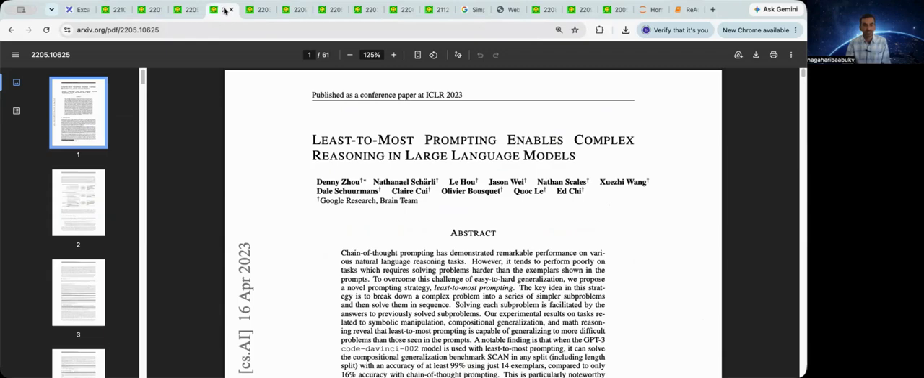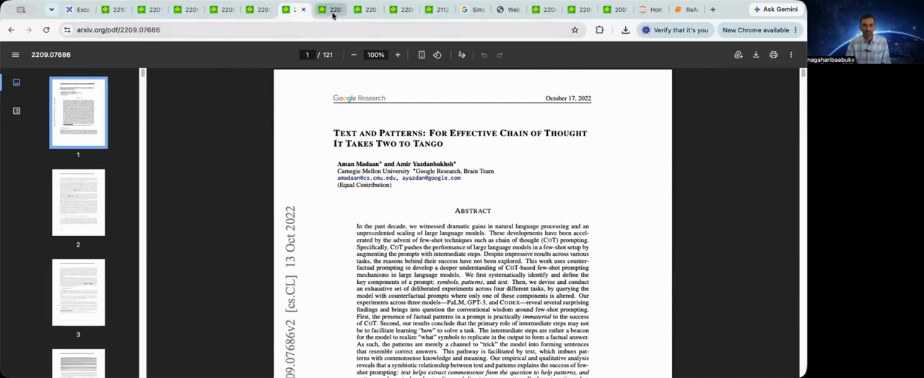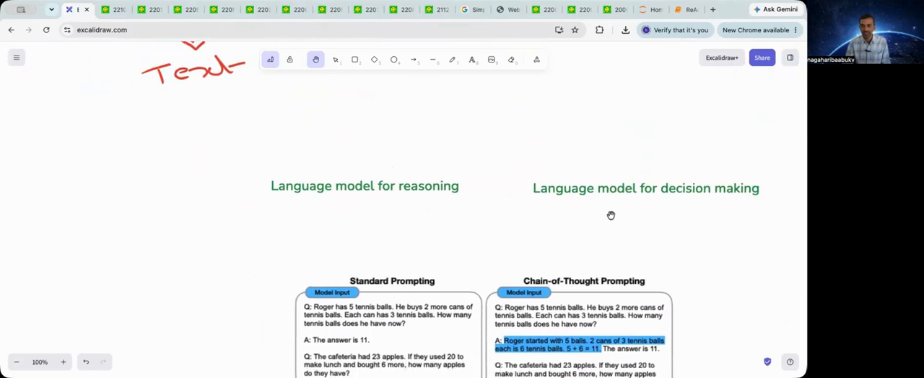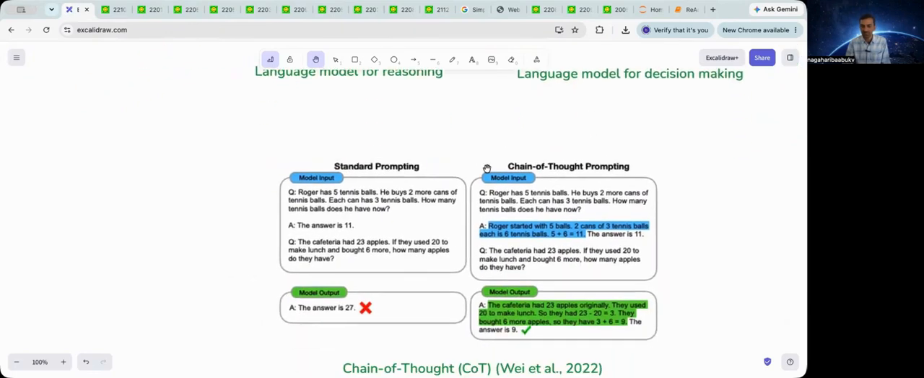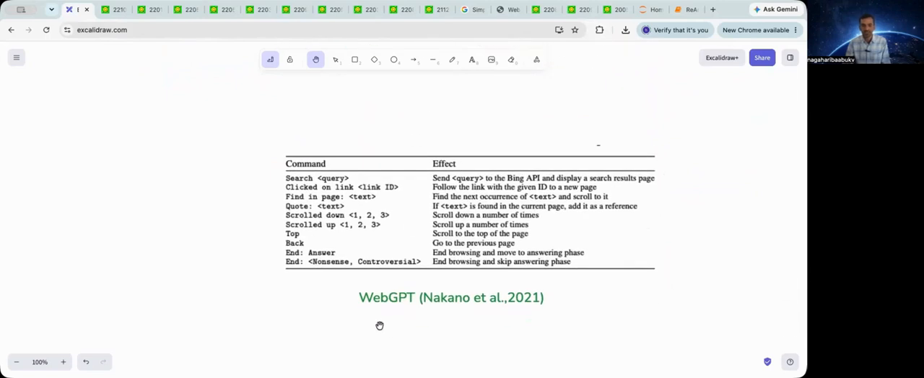There is other research from different papers. I'm not going through all the papers, you can go through these reasoning papers. For all this research, chain of thought prompting is the mother, the parent of all this research, right? This is one aspect that is addressed. Another aspect is the language model for decision making. If you look at decision making, there is one research paper on WebGPT.